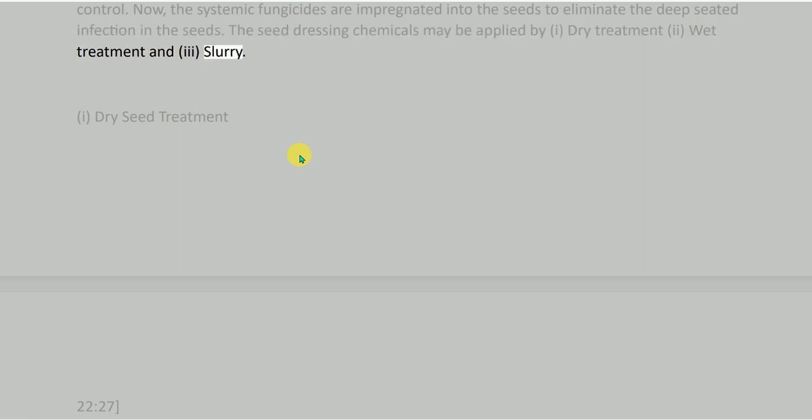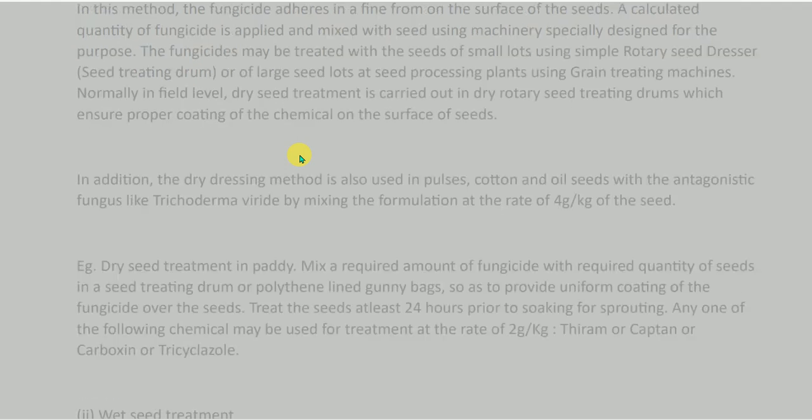In this method, the fungicide adheres in a fine film on the surface of the seeds. A calculated quantity of fungicide is applied and mixed with seed using machinery specially designed for the purpose. The fungicides may be treated with the seeds of small lots using a simple rotary seed dresser or seed treating drum, or of large seed lots at seed processing plants using grain treating machines.